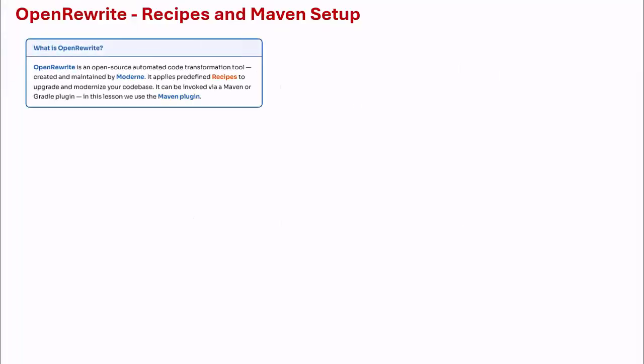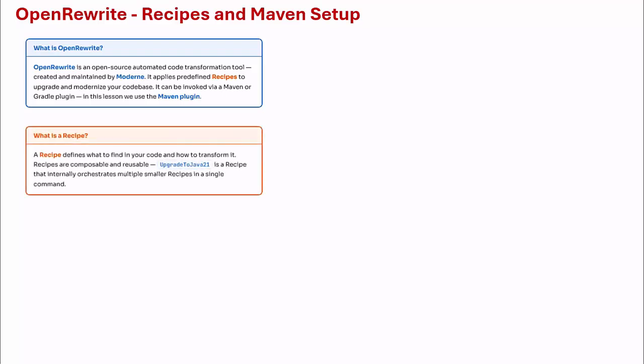What is OpenRewrite? OpenRewrite is an automated code transformation tool created and maintained by Moderne. It applies predefined recipes to upgrade and modernize your code base. It can be invoked via Maven, Gradle, or Moderne CLI. In this lesson, we are going to use Maven plugin.